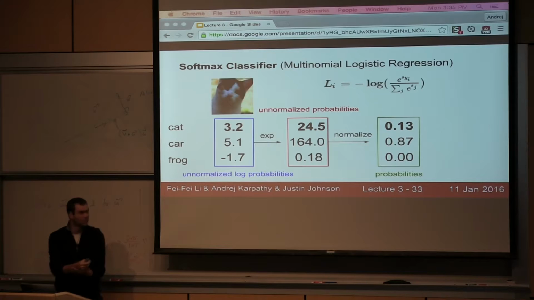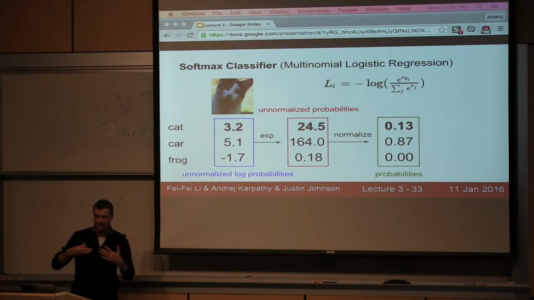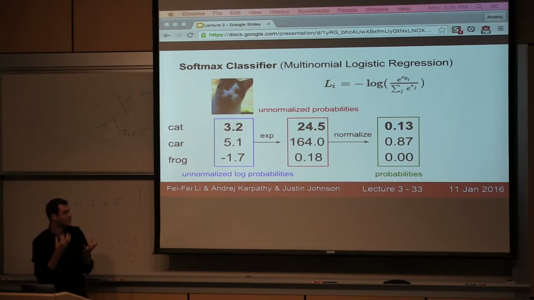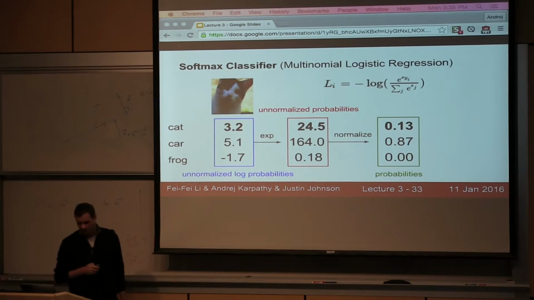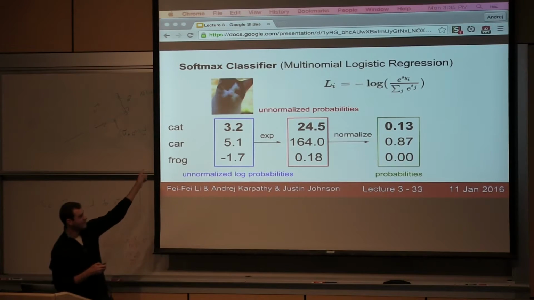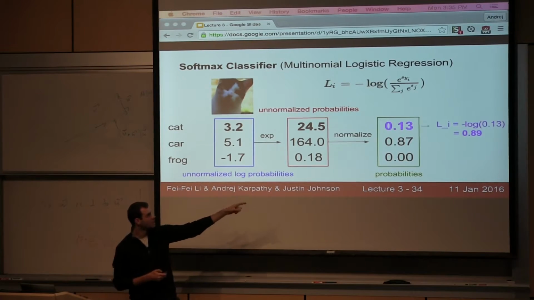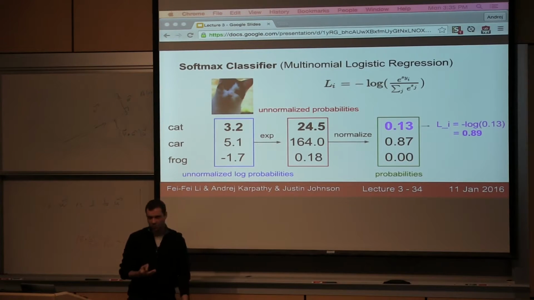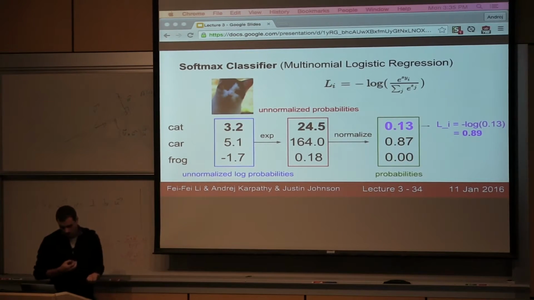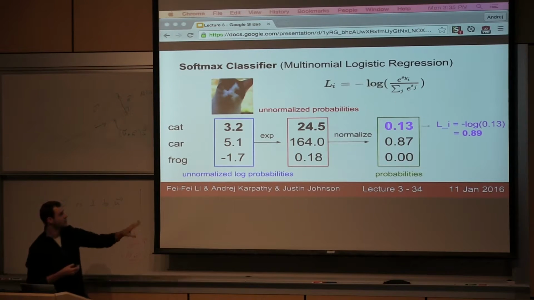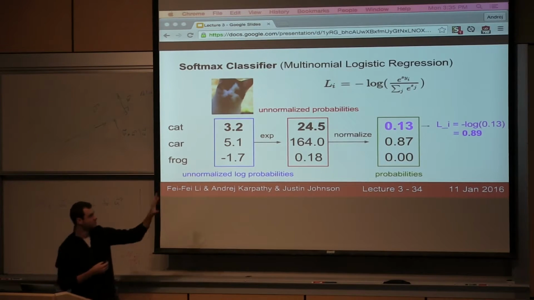Now normally in this setting, you want to maximize the log probability, because it turns out that maximizing just the raw probability is not as nice mathematically. So normally you see maximizing log probabilities, and so we want to minimize the negative log probability. The correct class here is cat, which only has a 13% chance under this interpretation. So negative log of 0.13 gives us 0.89. And so that's the final loss that we would achieve for this example under this interpretation of a softmax classifier. So 0.89 for softmax.